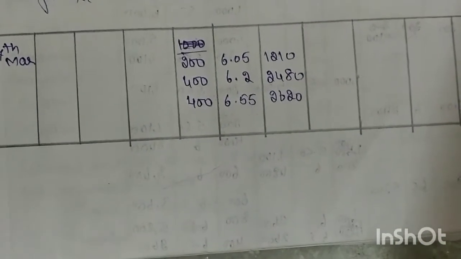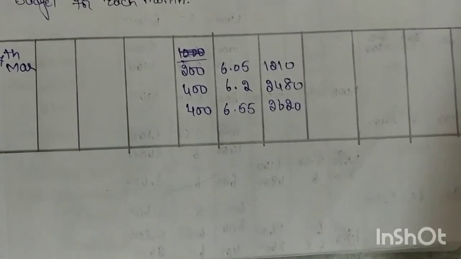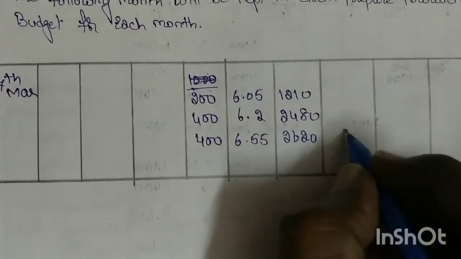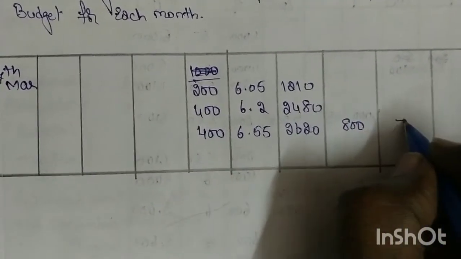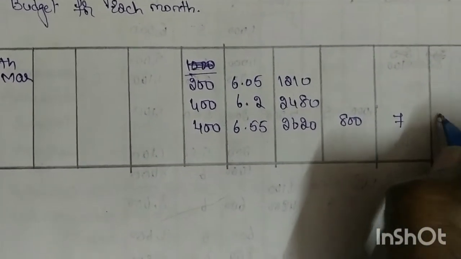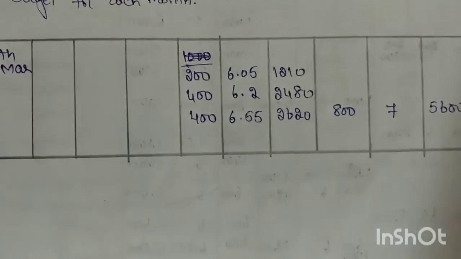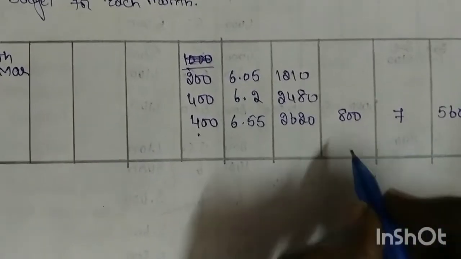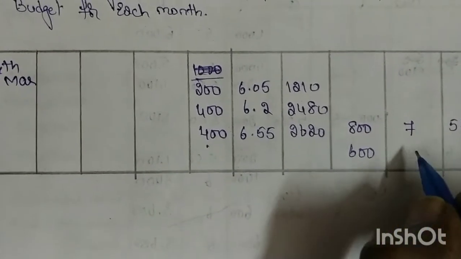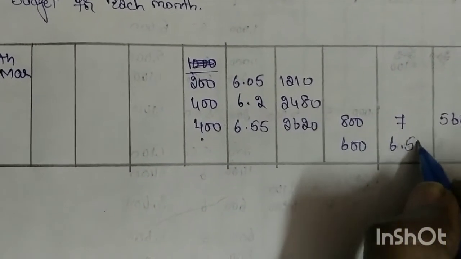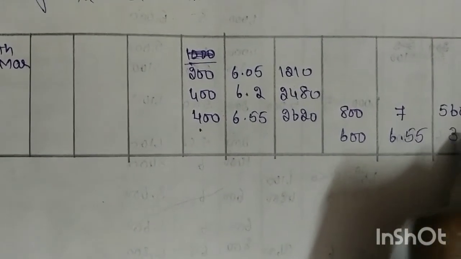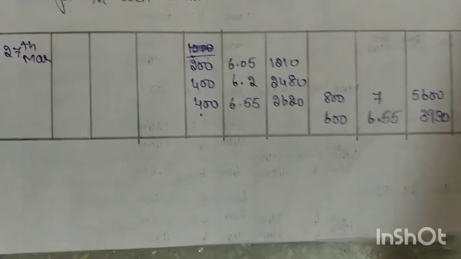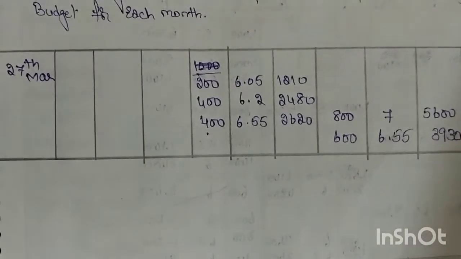Means whatever the last materials we are having, that should be issued first. So now the balance you have to write. So 800 units will get as usual at a price of 7 rupees, that is 5600. And next 1000, out of 1000 units already we have issued 400 units, so only 600 will be remaining at a price of 6.55, and the total price is 3930. So this is how we'll go for allocating the units according to the LIFO method.